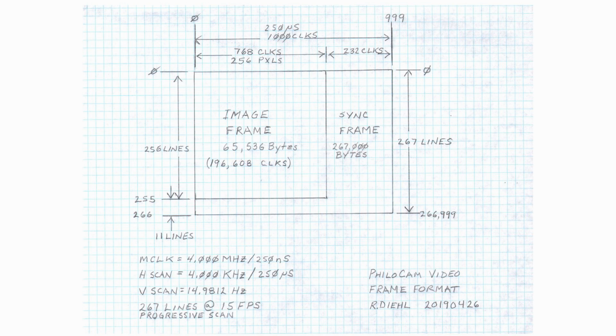The picture frame, the image frame, is 65,536 bytes. That's 256 by 256. Since our scan line is 1,000 clocks wide, if I was to clock the image frame out at the same clock speed, it would only be 25% of the width of the time of a scan line.